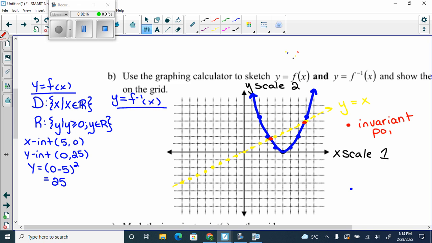So how can I sketch the graph really easily? How can I sketch the graph easy? Just flip the points. That's it.